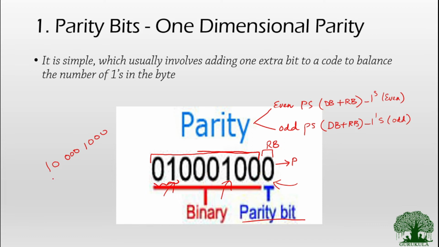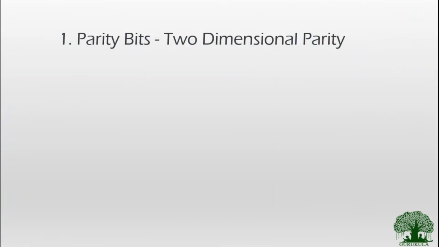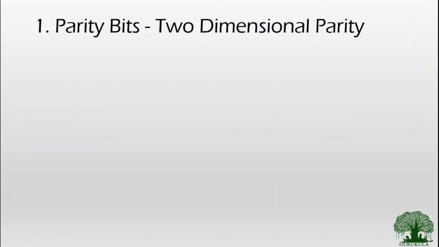Now the system knows these are my data bits and this is my parity bit. Even now I can see there are two ones, which is an even number, and still my system says there is no error in the received signal, which is actually not correct. That is the drawback of one dimensional parity bit. To overcome this problem, we have moved to another parity bit concept, which we call two dimensional parity.